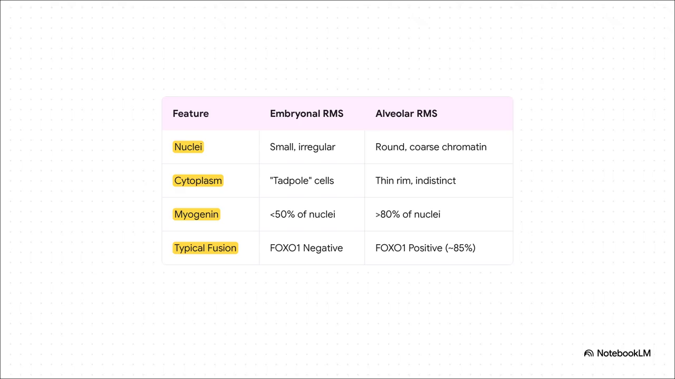Alveolar, on the other hand, it looks different. You'll see these round, almost lymphocyte-like cells, and the myogenin stain is going to be strong and diffuse in more than 80% of the nuclei.